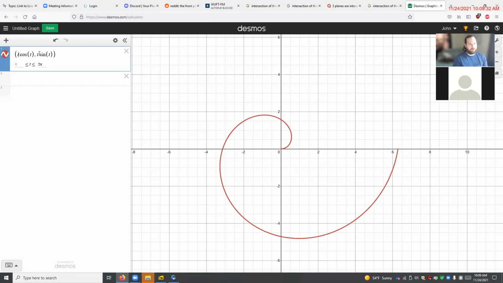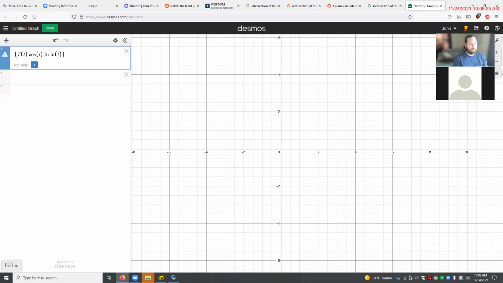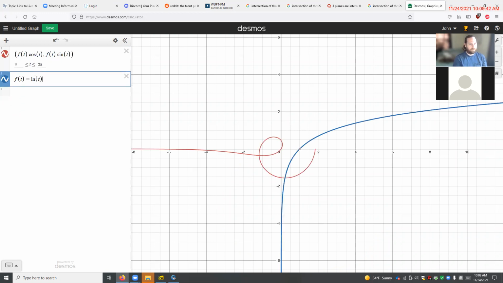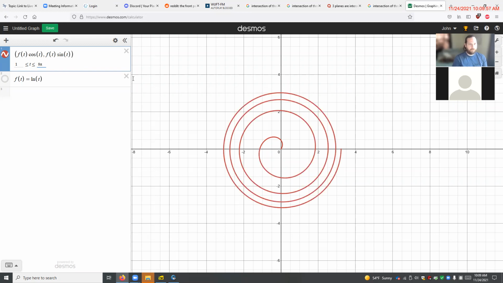You put any kind of monotone function here. Let me see if I can do this. I need to make this from 1 to somewhere, like 6 pi. So if your radius is like the natural log of t, then you'll be growing kind of fast at first and slowing down, because the natural log function grows fast at first and then slows down.